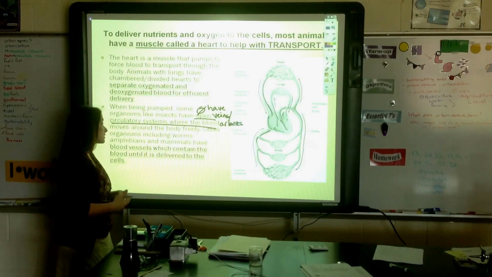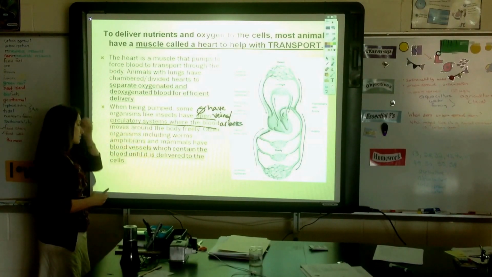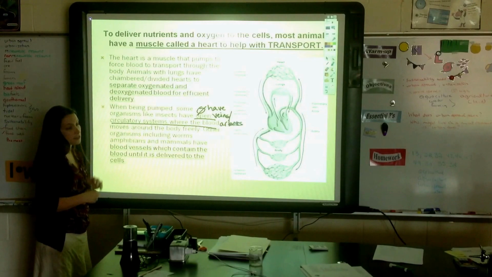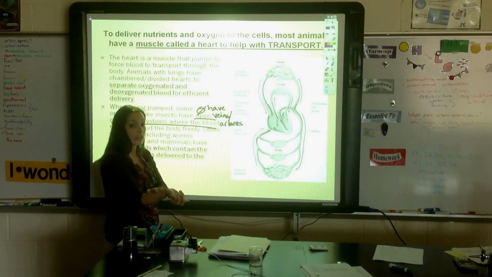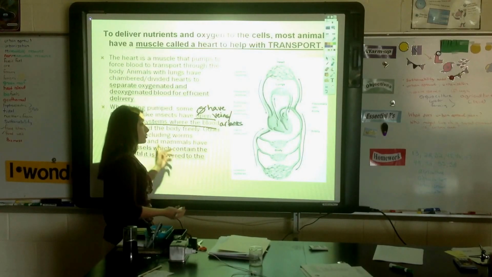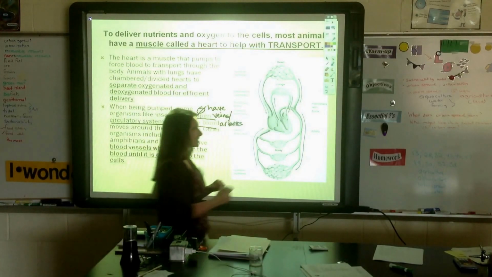veins or arteries. Other organisms, including worms, amphibians, and mammals, have blood vessels which contain the blood until it's delivered to the cells. So when you look in your arm and you see the veins and arteries, those are the vessels, and it means that you have a closed circulatory system.